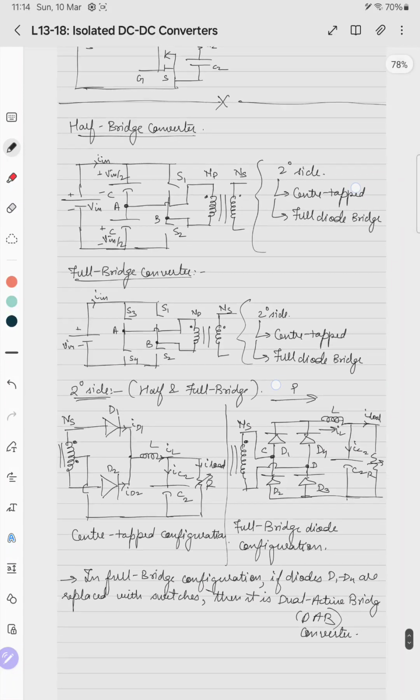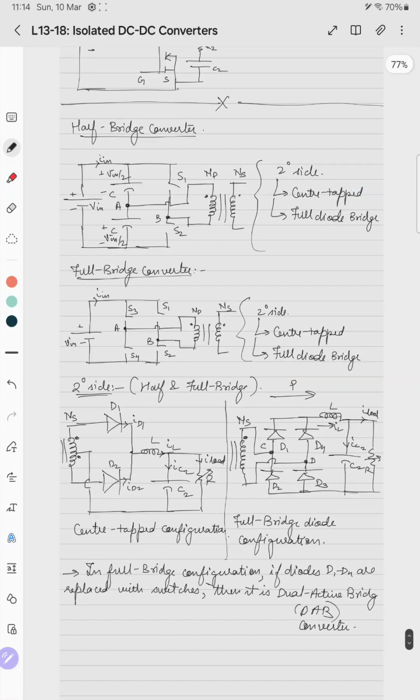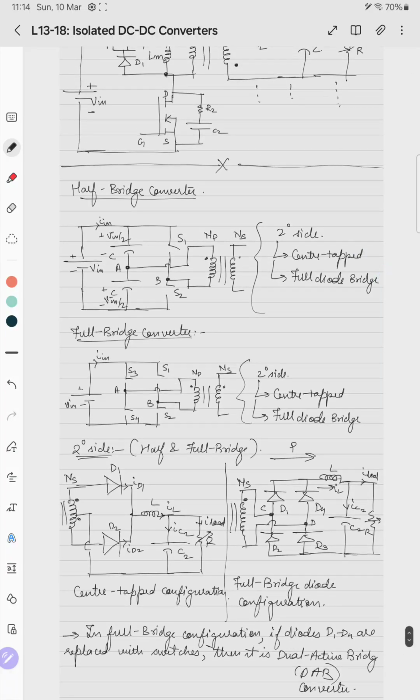One motivation to go for push-pull, half bridge or full bridge is that whenever a switch or a diode is in reverse bias or it is off, the voltage drop across it is never more than V in, or NS by NP into V in. So the steady state rating of the devices is directly halved.